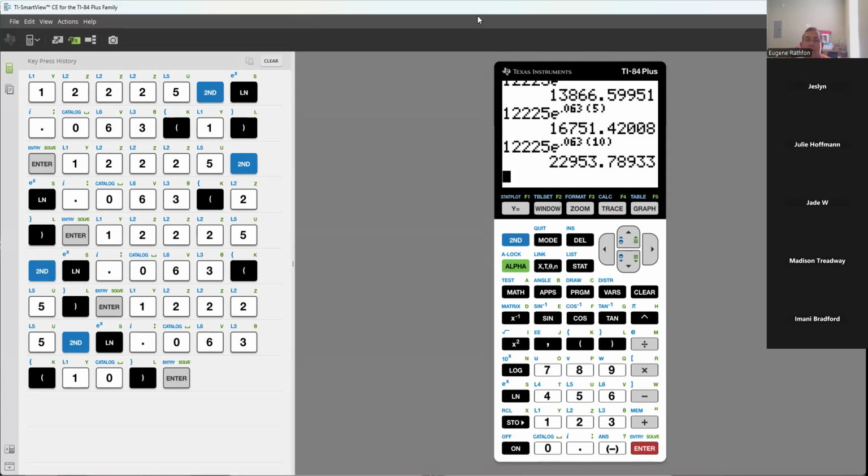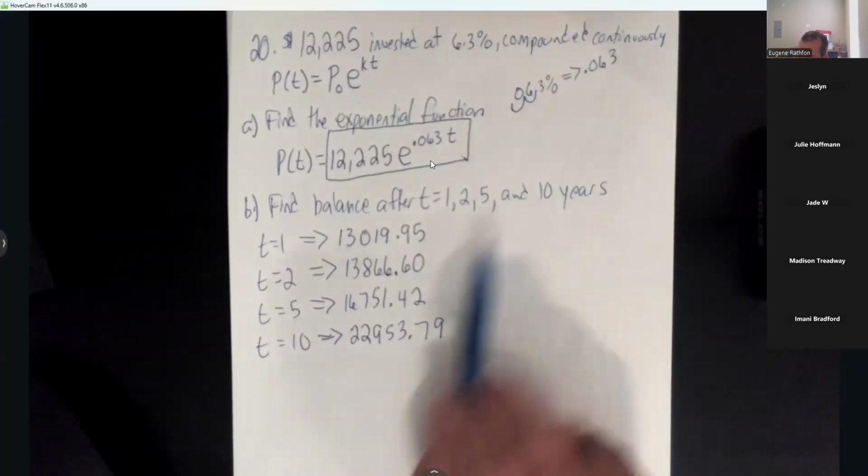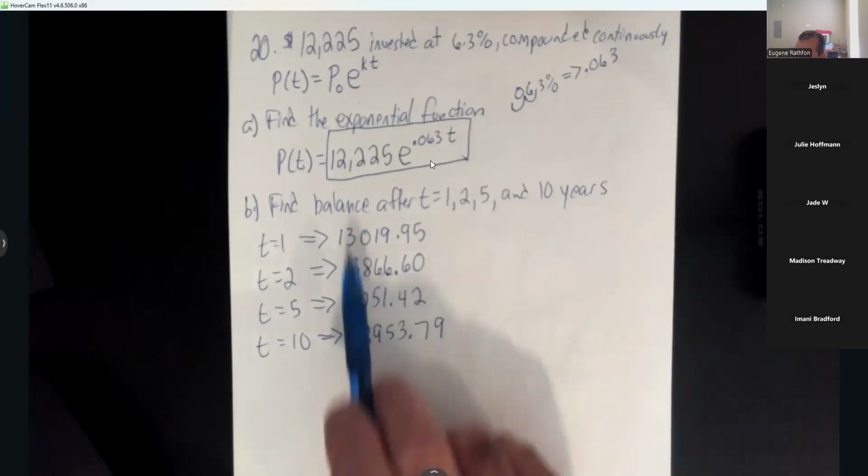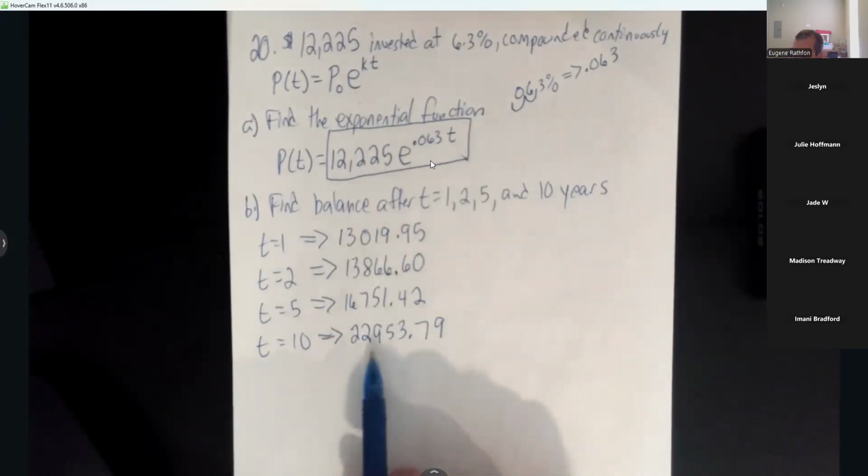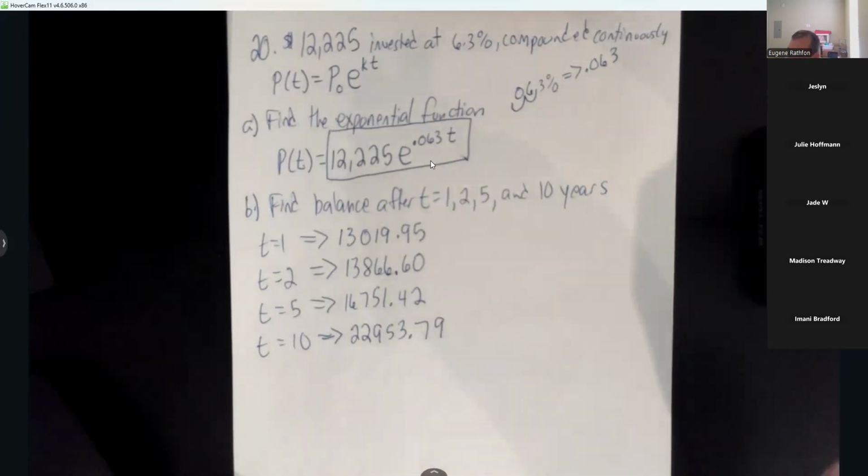And y'all, that's a trick on them, just changing t every time because t is how many years went by. So they started with 12,200. After 10 years, they made about 10,000 at that interest rate, okay?